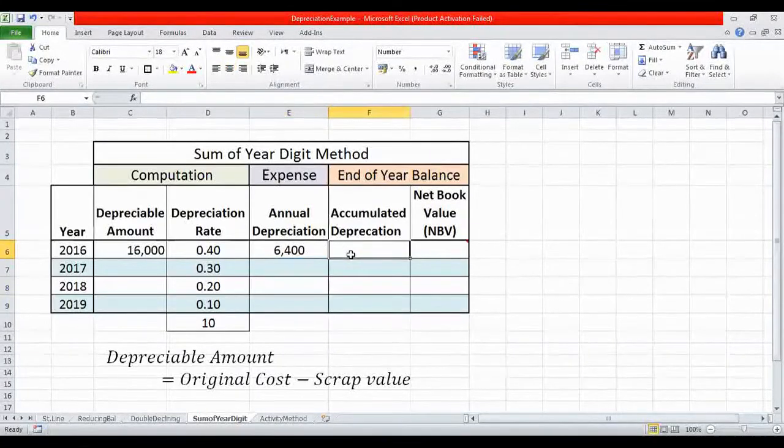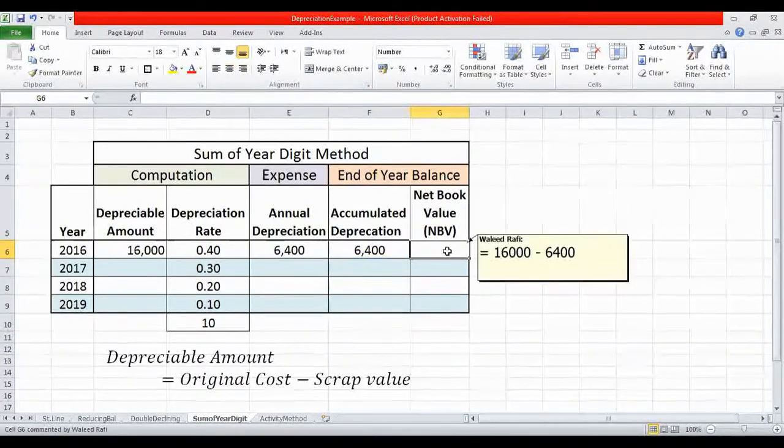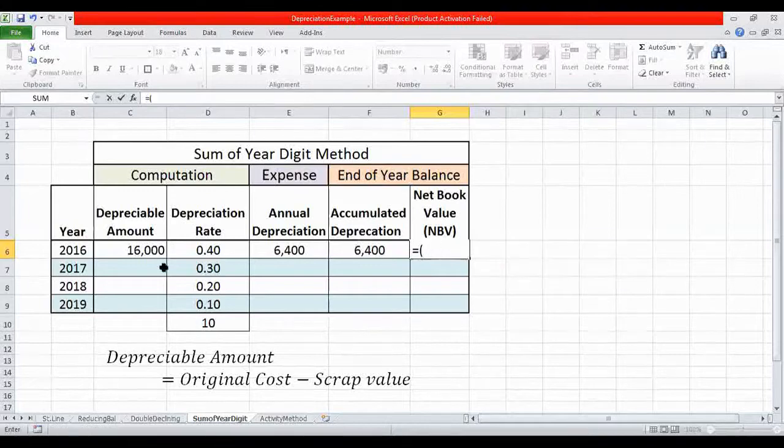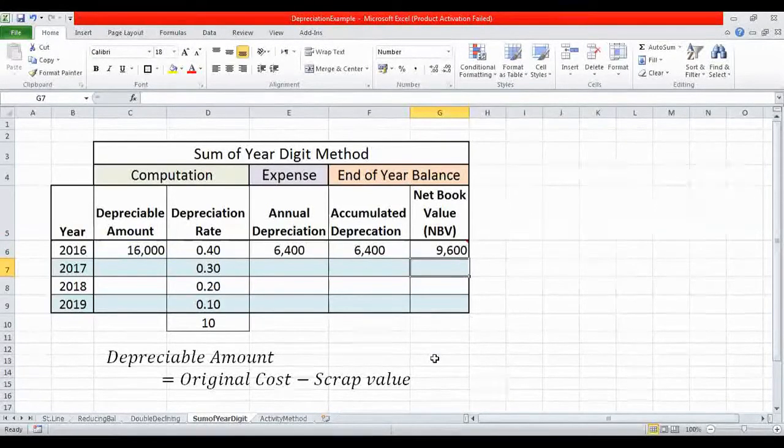Next, accumulated depreciation, because there is no value before it, so it will be the same amount. Then we need to calculate the net book value. So the net book value is 16,000 minus the accumulated depreciation. So let's write 16,000 minus the accumulated depreciation. So it gives us 9,600. Now, in this method, we will not take this closing balance to the next year's opening balance.